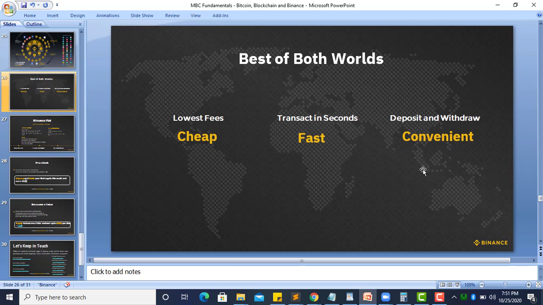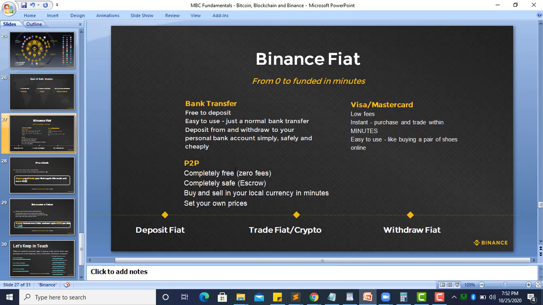So this is the comparison now of using Binance to carry out your cryptocurrency trading or buying and selling of Bitcoin or cryptocurrency. It has the lowest fees in the world. The transaction is fast, in seconds. You can deposit and withdraw using your Naira card at your own convenience. It doesn't take any time, just seconds. You are going to see your money in your account and you can withdraw it instantly.